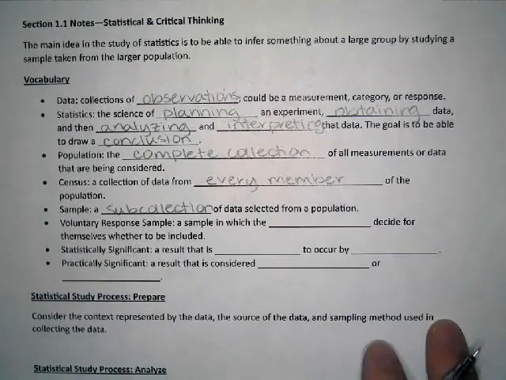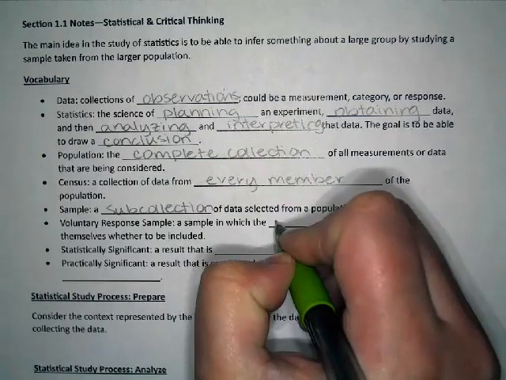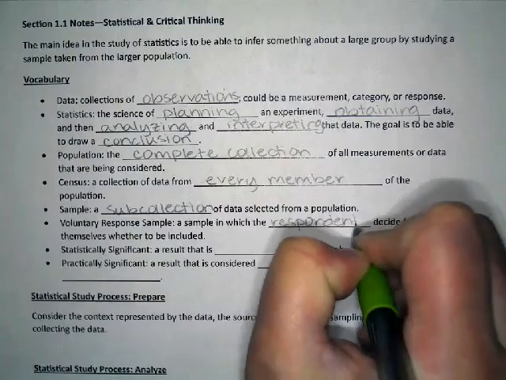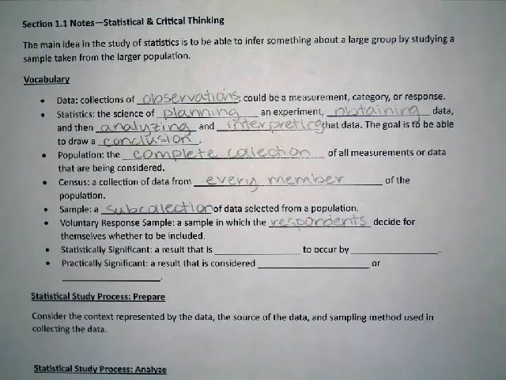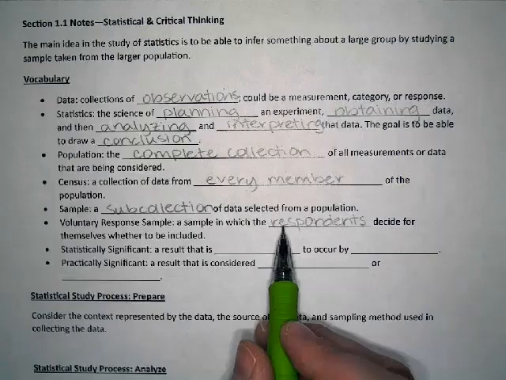All right, a voluntary response sample is a sample in which the respondents decide for themselves whether to be included. A voluntary response sample might be the easiest way to get information. An example of this would be the course evaluations. We ask you to grade us on how the course went, if you learned what you're supposed to learn, if the technology supported the material, if you felt like you'll retain the information, all sorts of things they might ask you. But ultimately it's your choice whether or not you fill out that course evaluation.